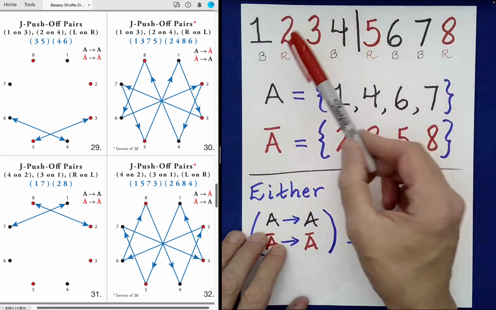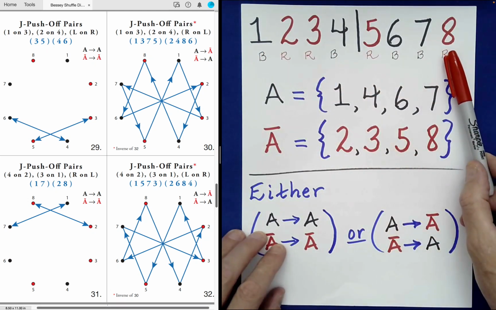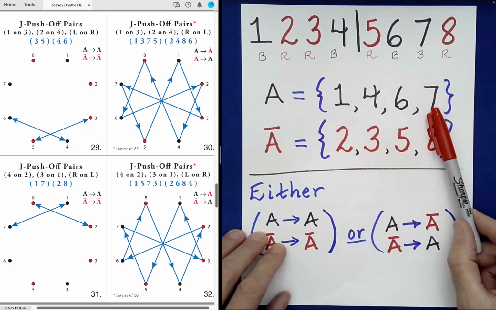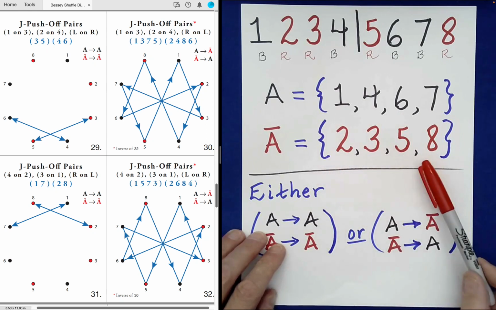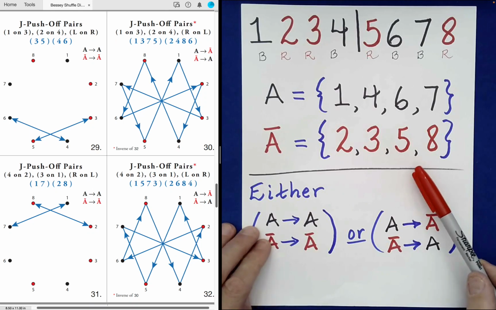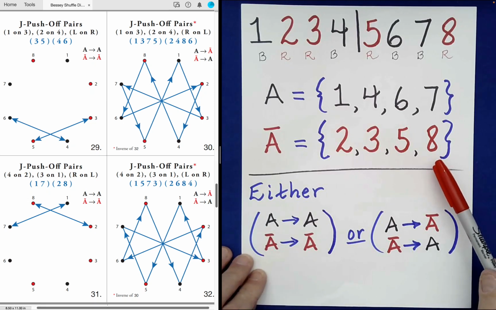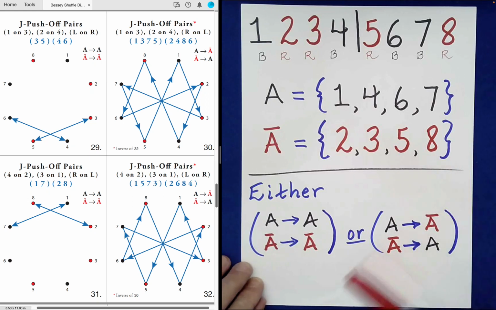Also, remember that we have color-coded the 8 position values as follows. Position values 1, 4, 6 are color-coded black, and position values 2, 3, 5, 8 are color-coded red. The reason we do that is because of the structure of Bessey sequences, and that will become clear as we move forward, if that is a new concept to you.